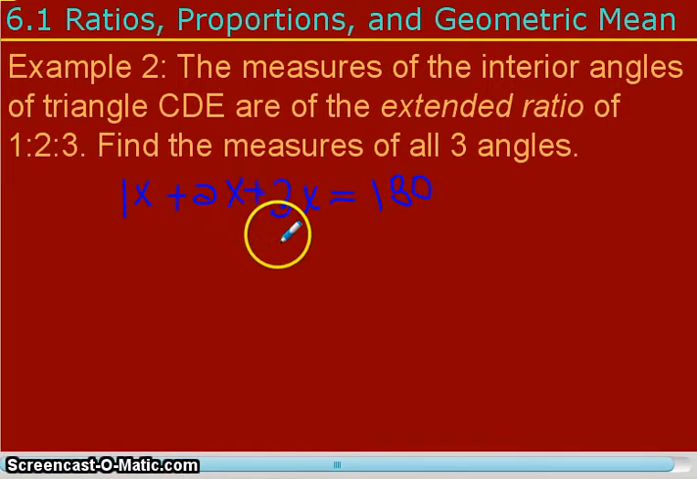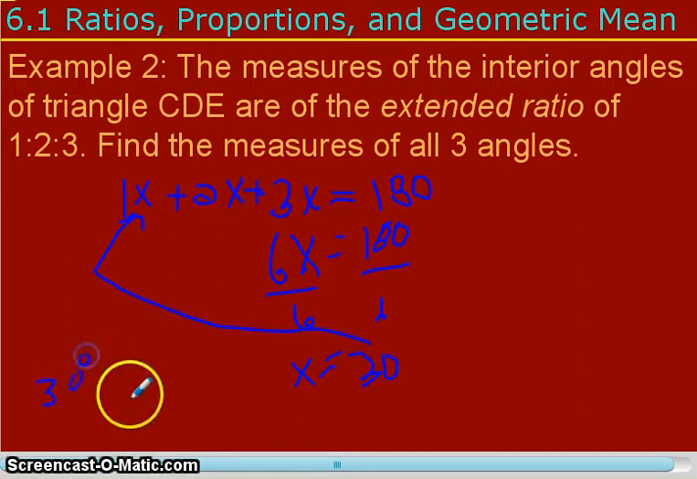if I add those together, that's going to be 6x is equal to 180. So if I divide by 6, looks like x would equal 30. So to find all three angles, I've got to plug that value of x into each one of these. The smallest angle would just be 30. Well, 2 times 30 would be 60, and 3 times 30 would be 90. So the three angles are 30, 60, 90.